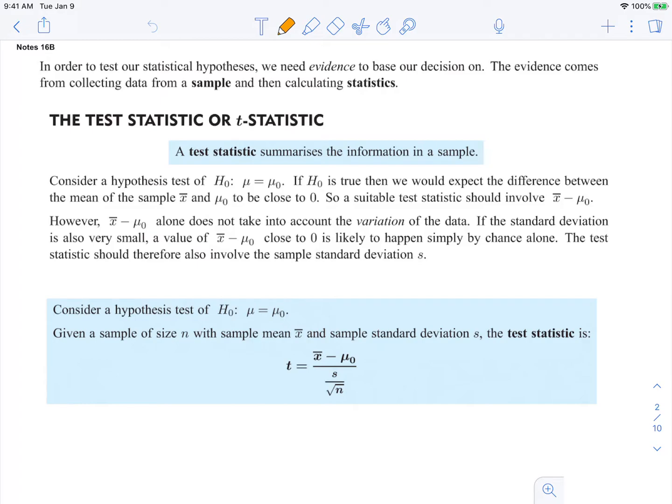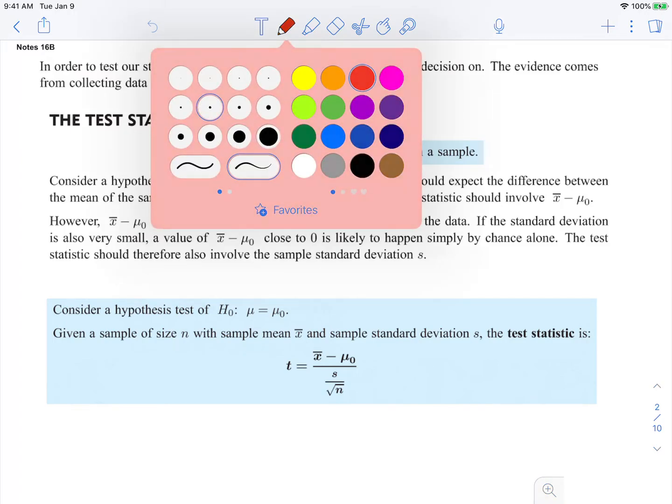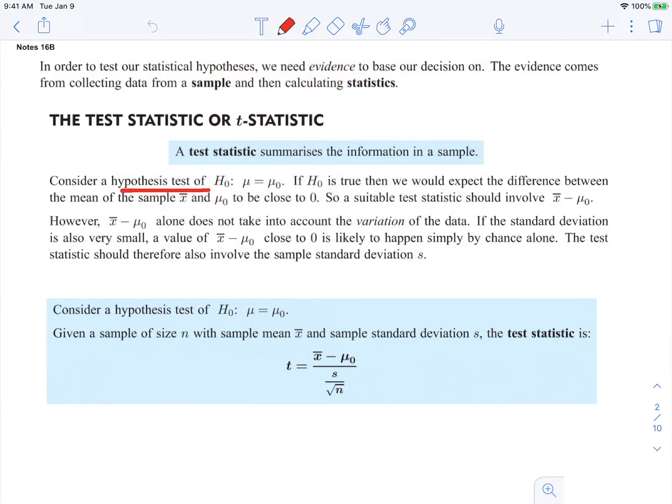A test statistic summarizes the information in a sample. We've already talked about hypothesis tests in our prior lesson. Does the mean equal the sample? If the null hypothesis is true, then we would expect the difference between the mean and what you actually collected to be close to zero. So a suitable test statistic should include the mean minus what you collected.